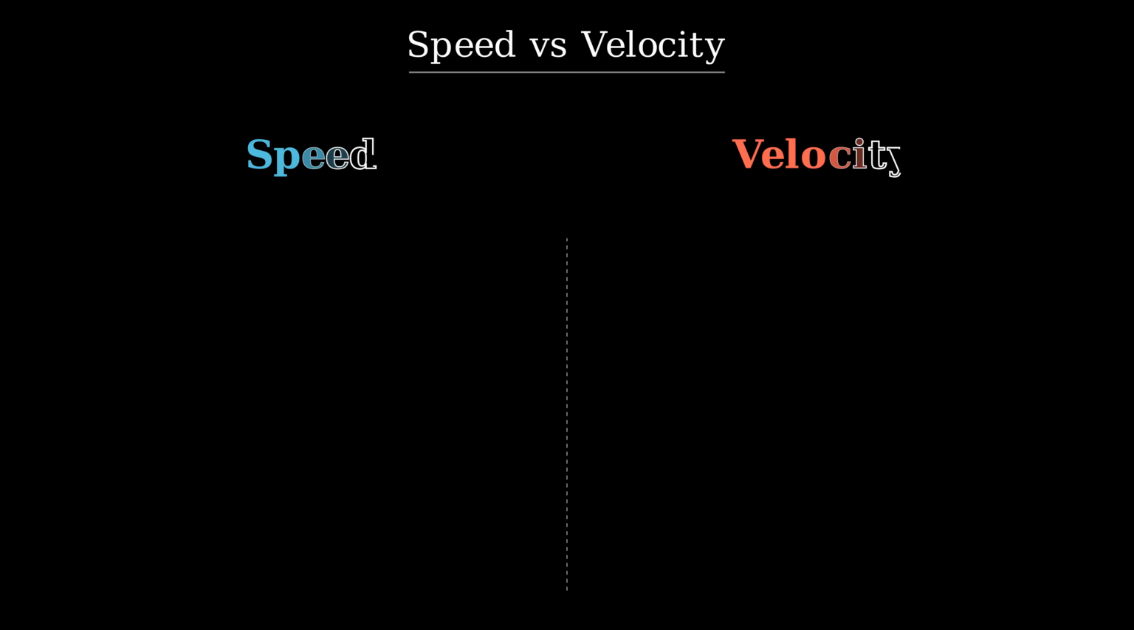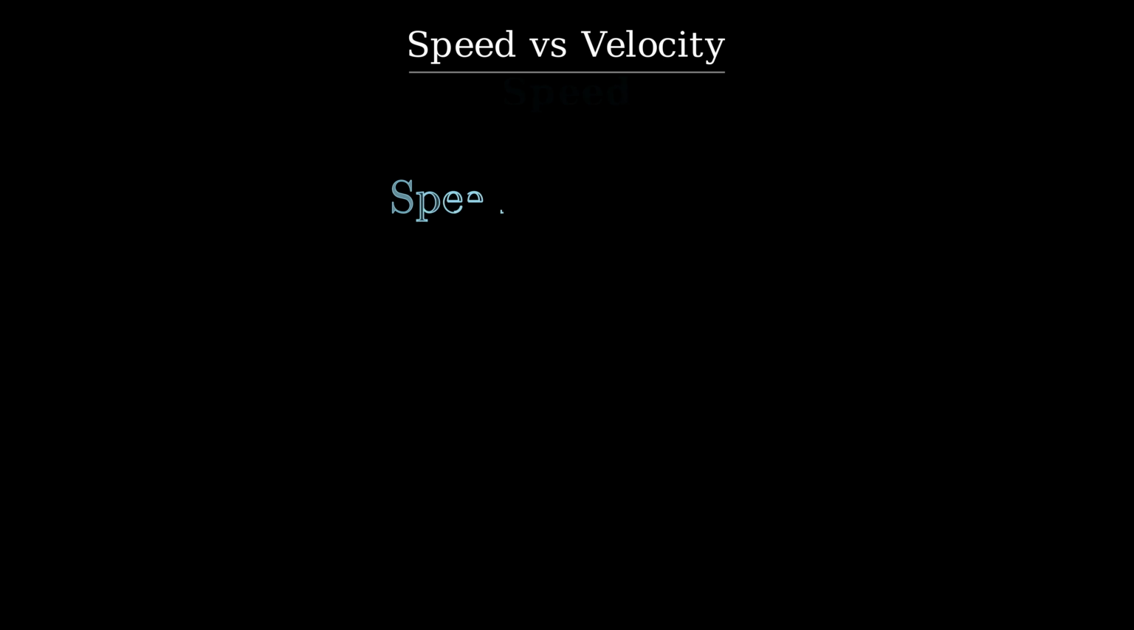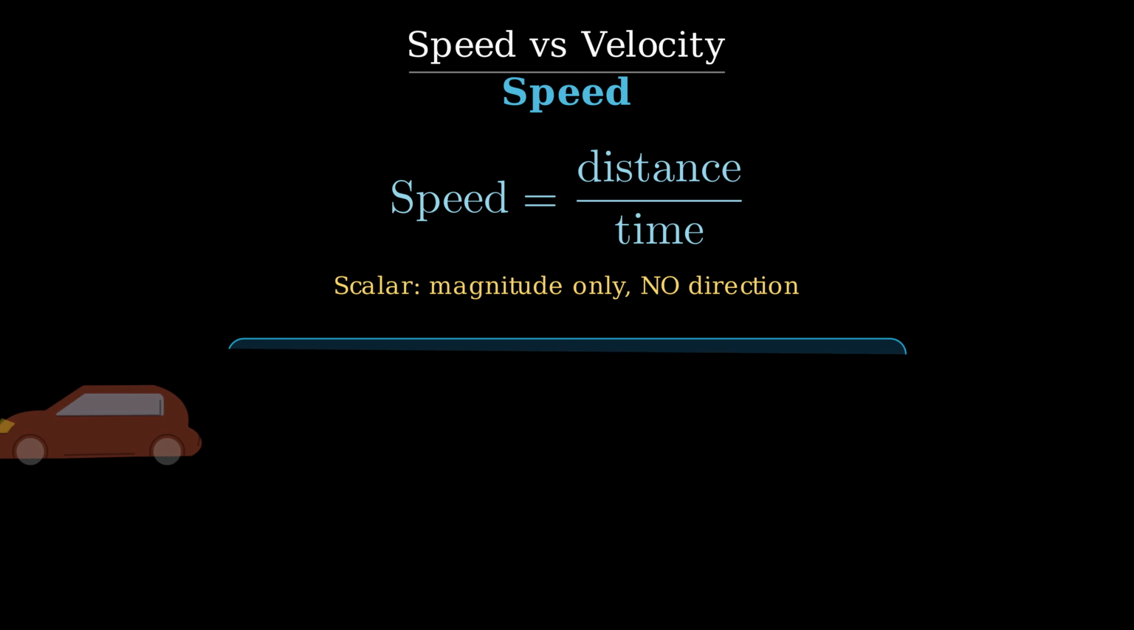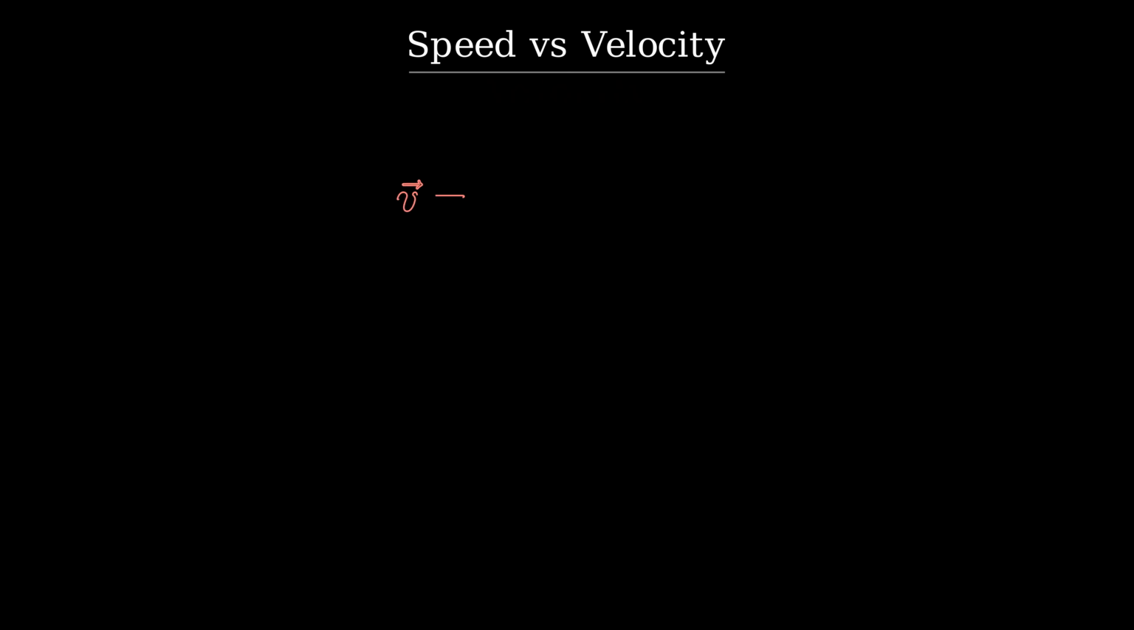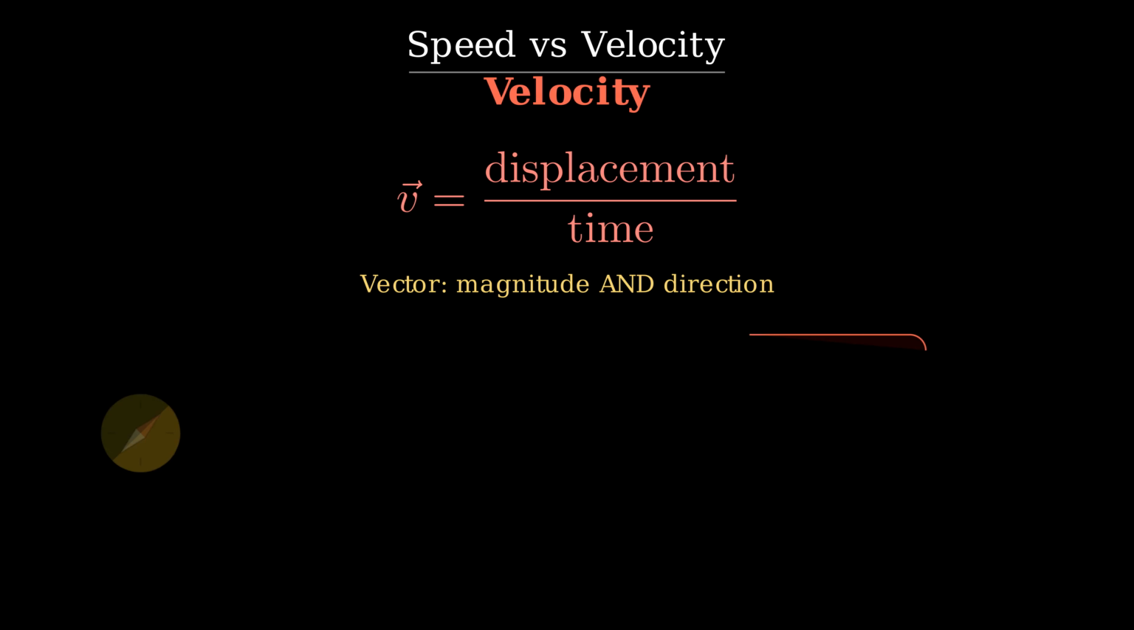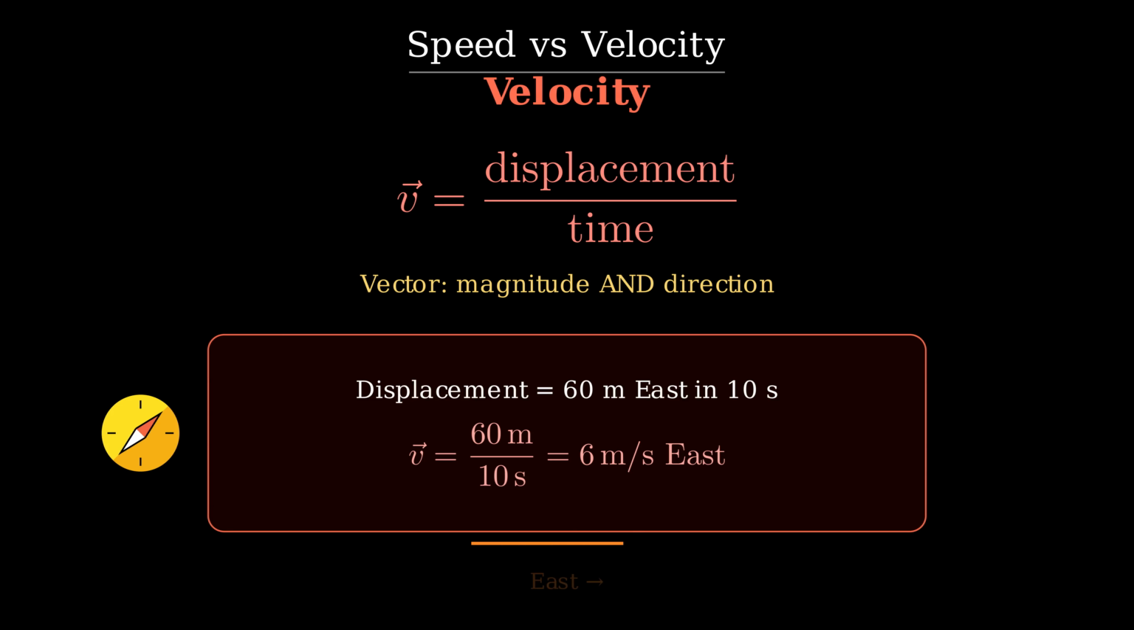Speed and velocity also sound alike but have crucial differences. Speed is distance divided by time. It is a scalar, so it only tells you how fast something is moving, not the direction. Velocity is displacement divided by time. It is a vector, so it includes both magnitude and direction.